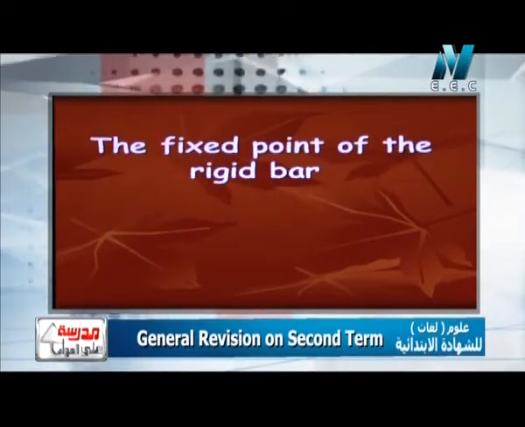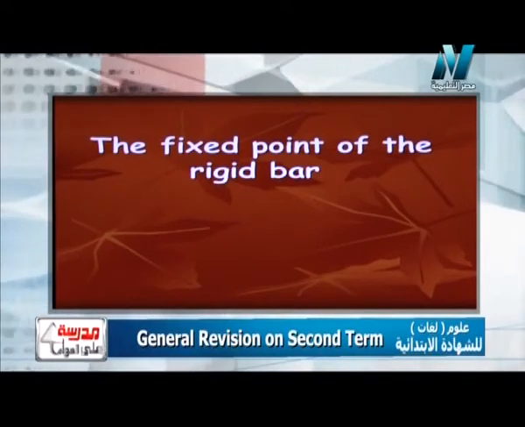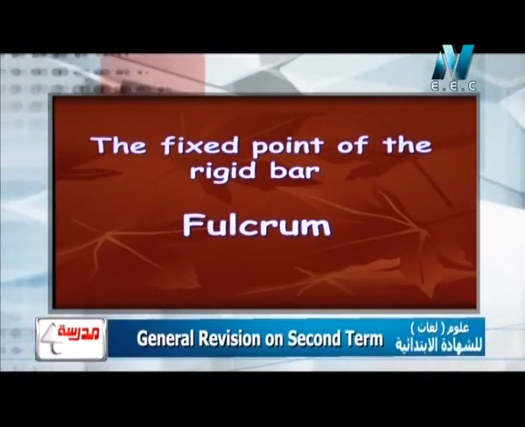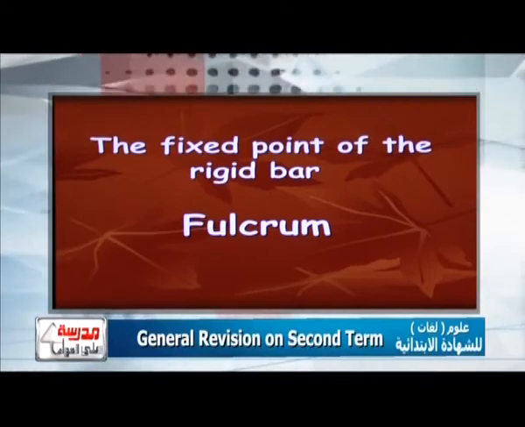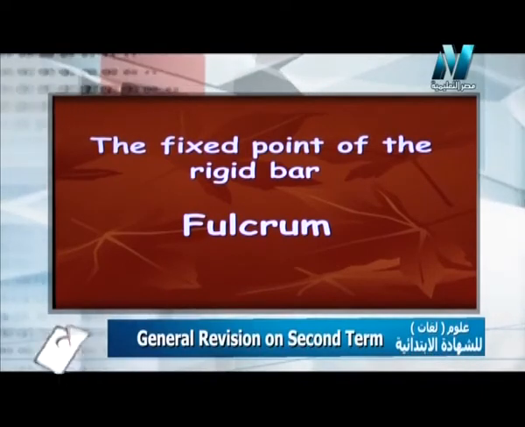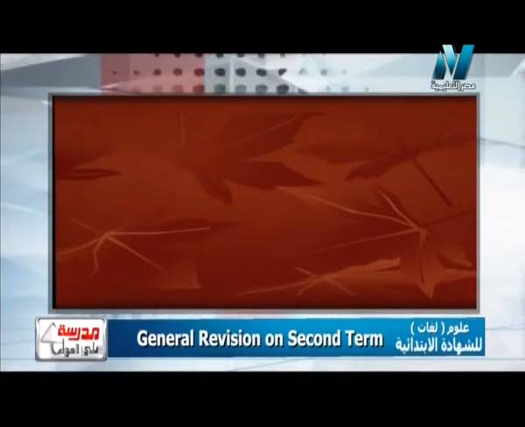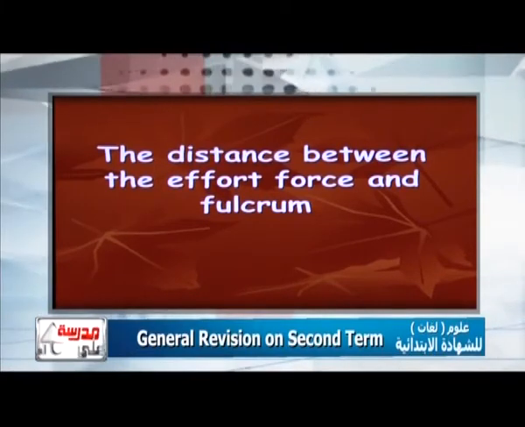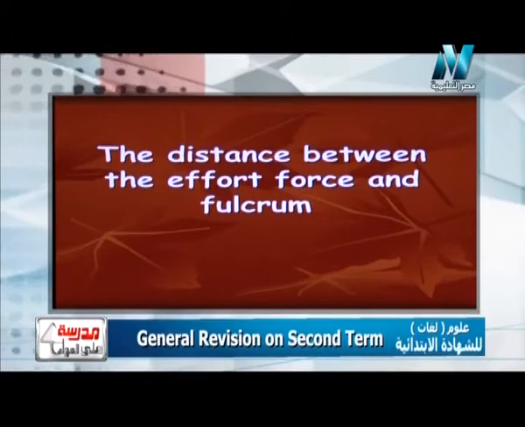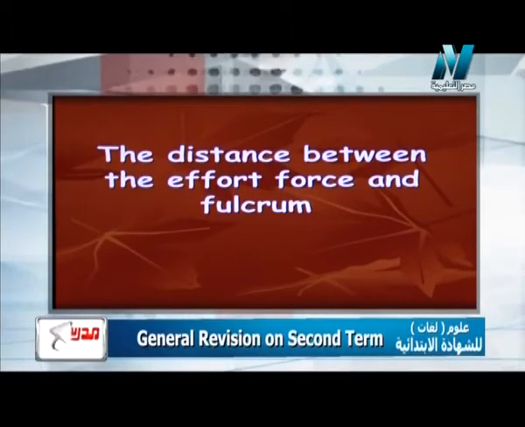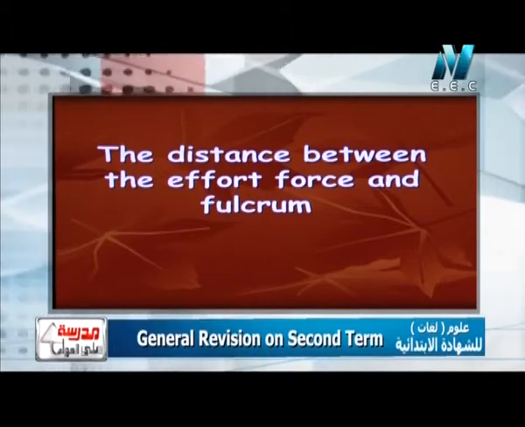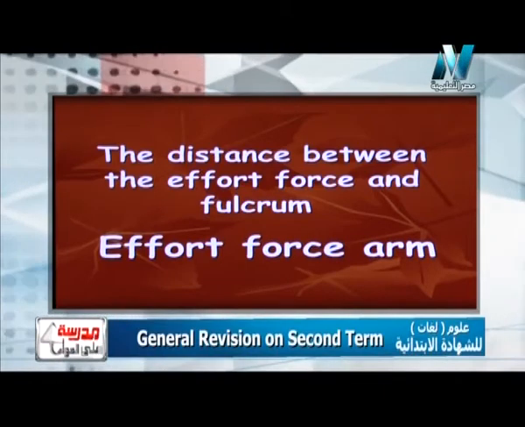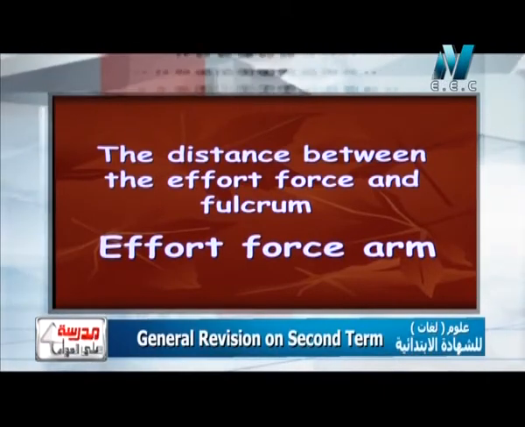Okay, so another question, the fixed point of the rigid bar. Surely it will be the fulcrum. Again, the fixed point of the rigid bar, it will be the fulcrum. Another question of scientific term, and I advise you again, please read the first word carefully. The distance between the effort force and the fulcrum. Surely they will be the effort force arm.